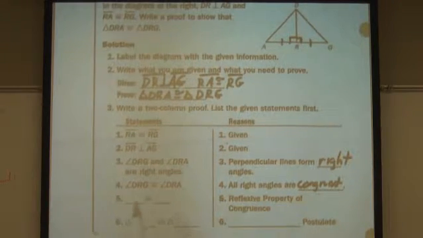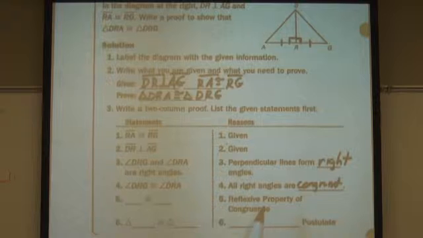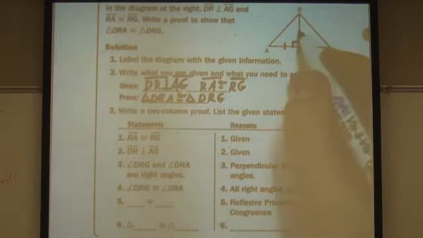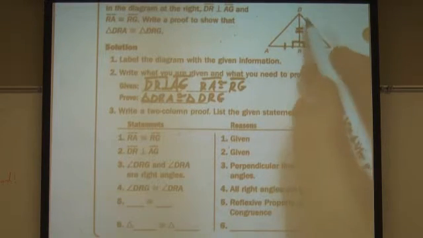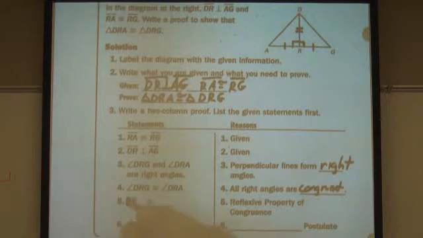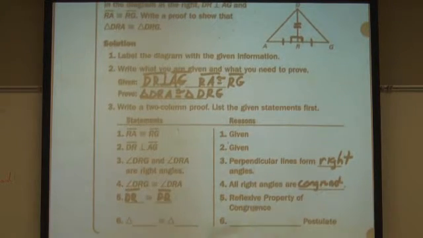Now we've got a blank spot. It says blank is congruent to that blank. But look at our reason. Reflexive property. How do we use the reflexive property? Can you remember? The reflexive property is the side that's in both triangles, and that's going to be right here, DR. So DR is congruent to itself by the reflexive property.